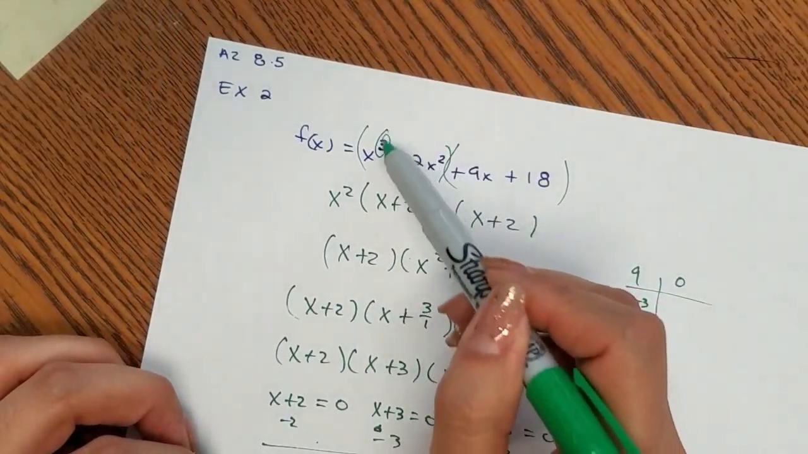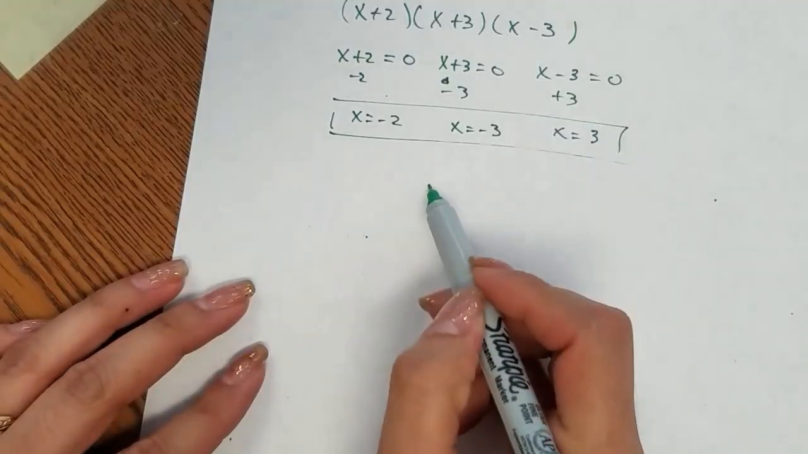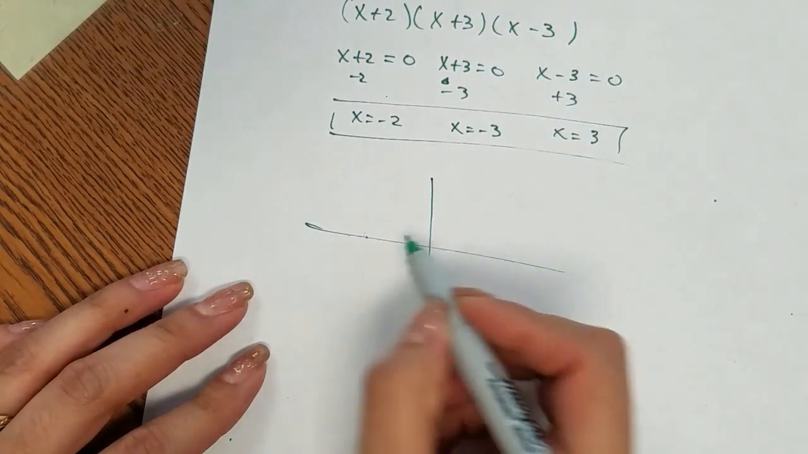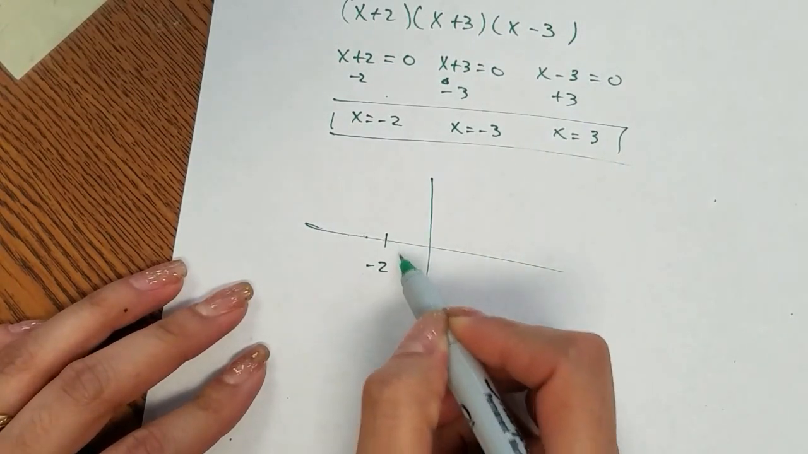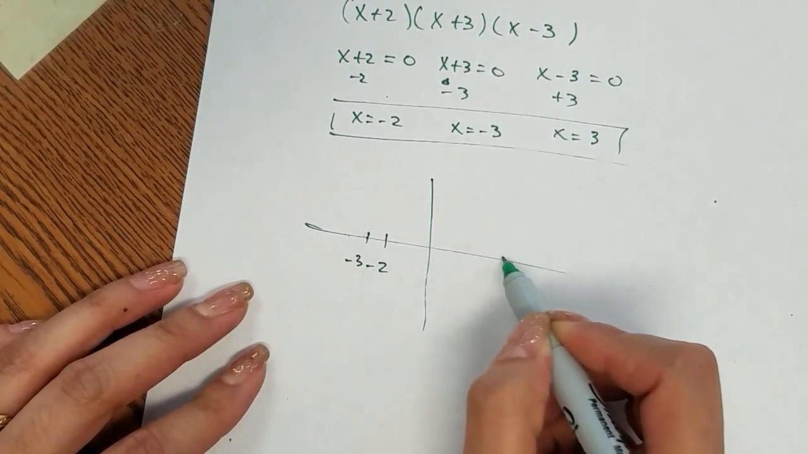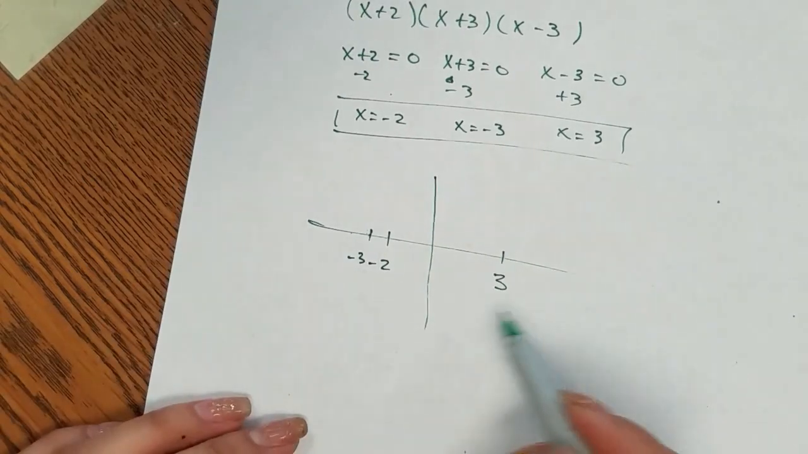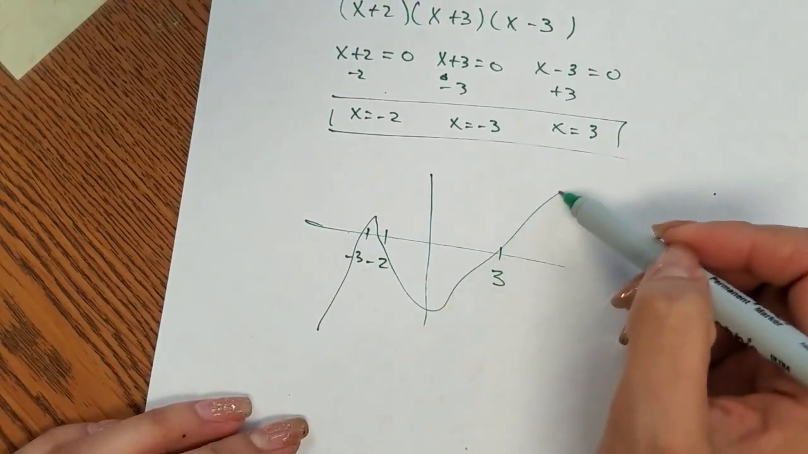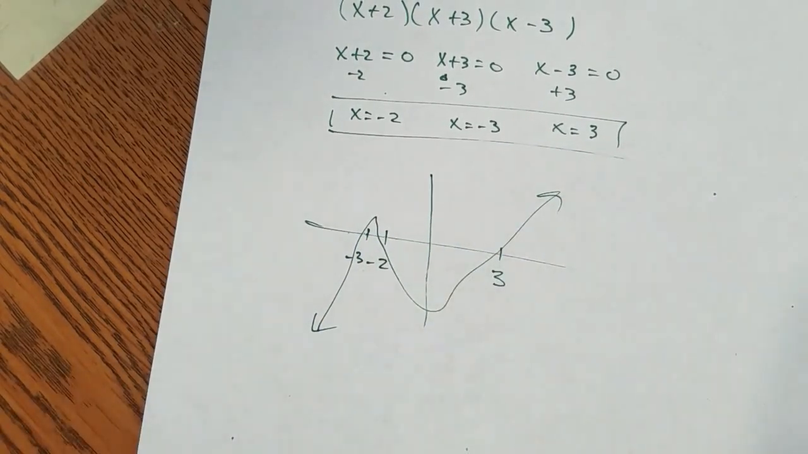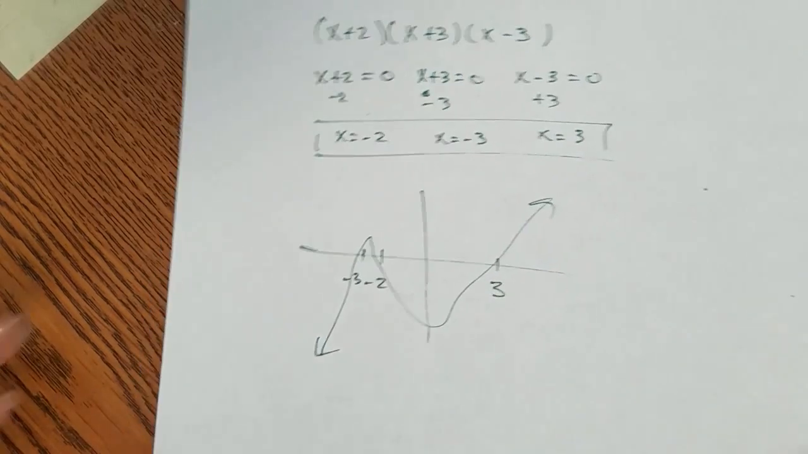We have something to the 3rd degree, or polynomials to the 3rd degree. So we know we have a root at negative 2, at negative 3, and at positive 3. So it's going to look something like that more or less. That's it for this one.